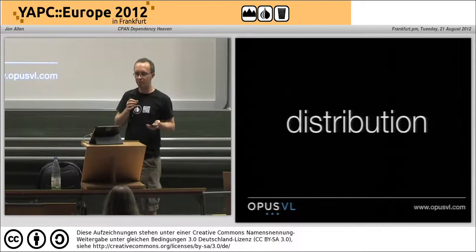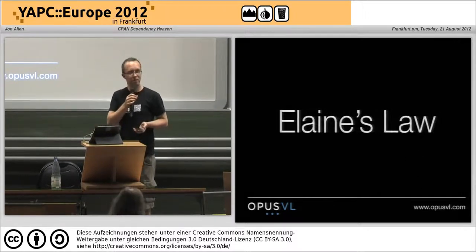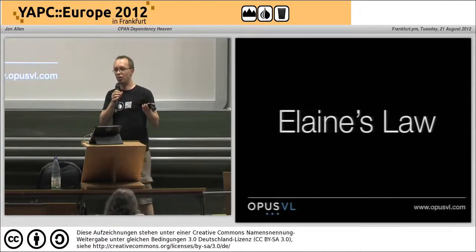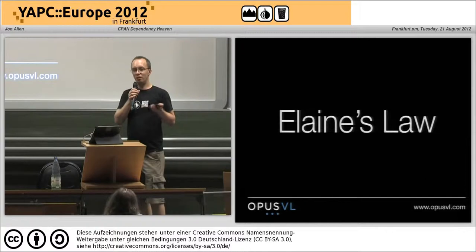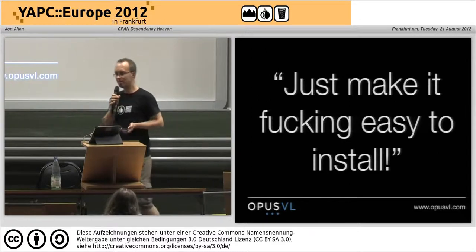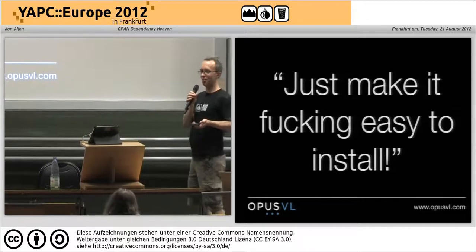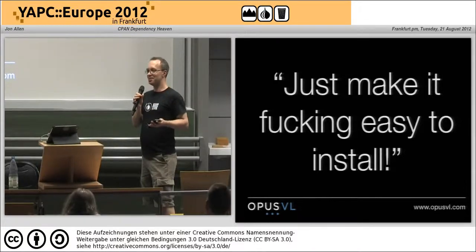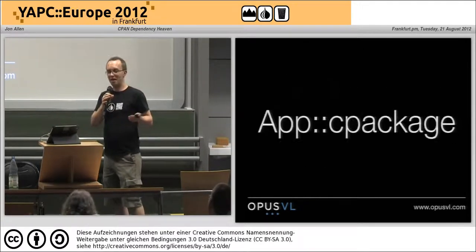Whenever we talk about distributing software, there's one thing that always comes to mind, which is Elaine's Law. If anyone knows Elaine Ashton, she said the one thing that you must always, the only thing you need to know about distributing software. And that's completely true. If you can make it easy to install, people are going to use it. If it's a pain in the arse, they're not.